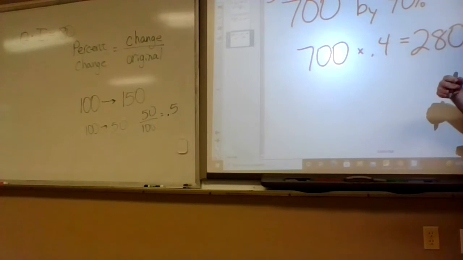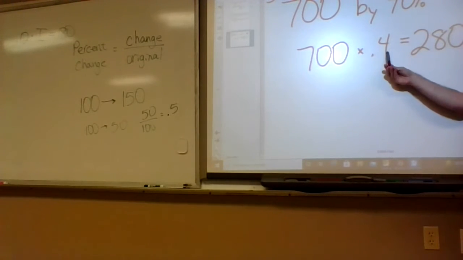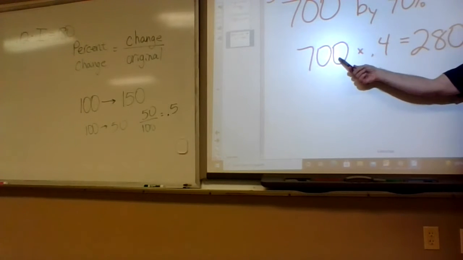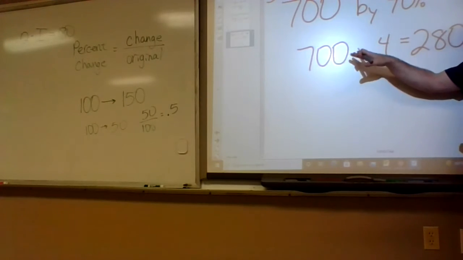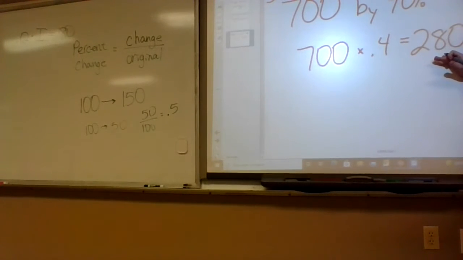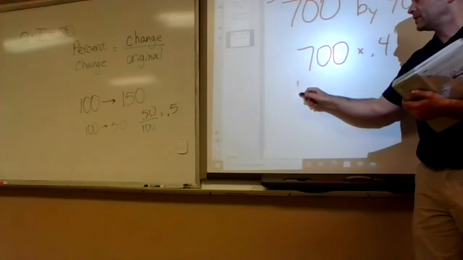If I increase 700 by 40%, should it go to 280? No. Should be bigger, right? No, she was on the right track. So what she did was she found out what 40% of 700 was, 280, almost half of 700. But that's the amount that we need to increase it by. We need to increase it by 40%, so we need to increase it by 280. So it's 700 plus 280.